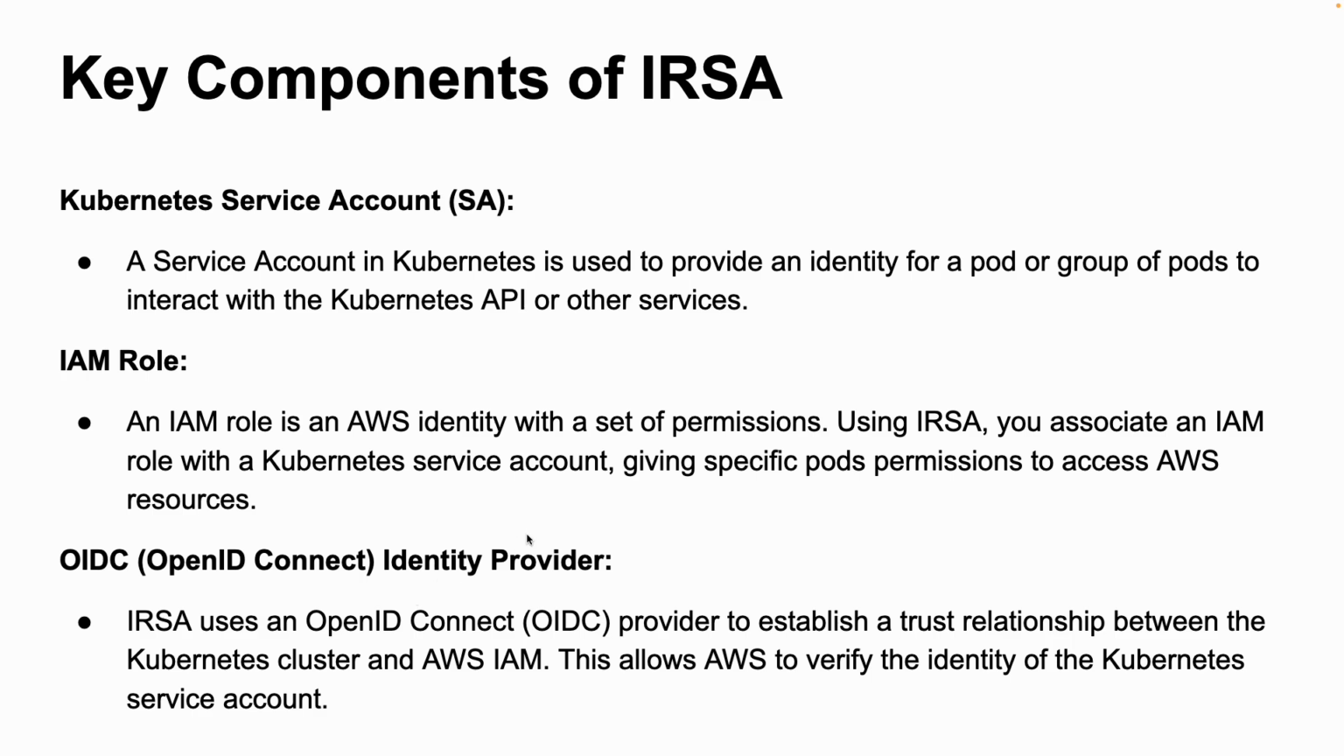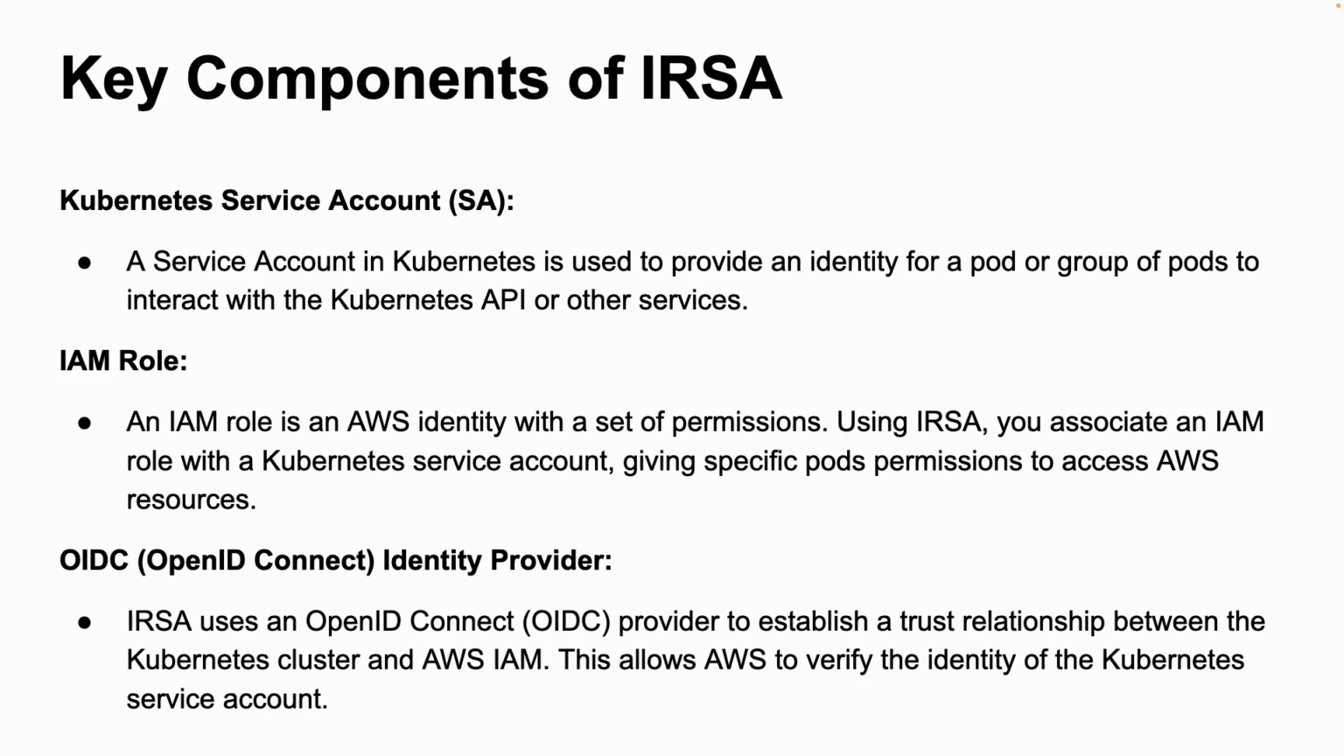After that, we have the IAM role. The IAM role is nothing but a simple role where we will be giving the set of permissions, and using IRSA, we will associate the IAM role with the service account, giving specific pods permission to access AWS services. After that, the third component is OIDC.